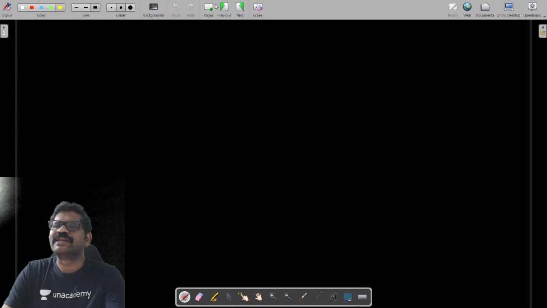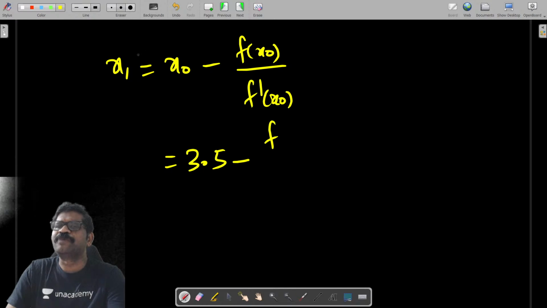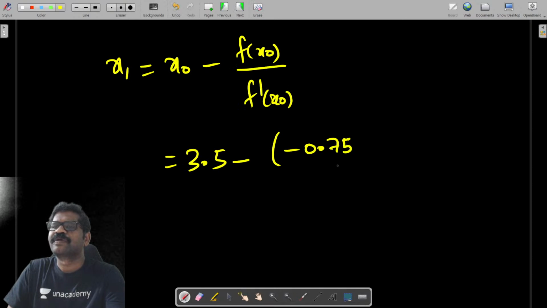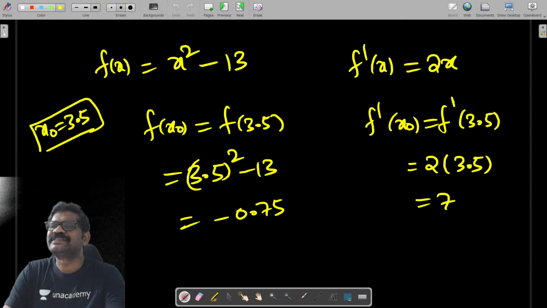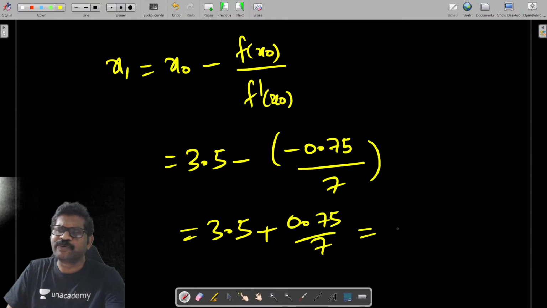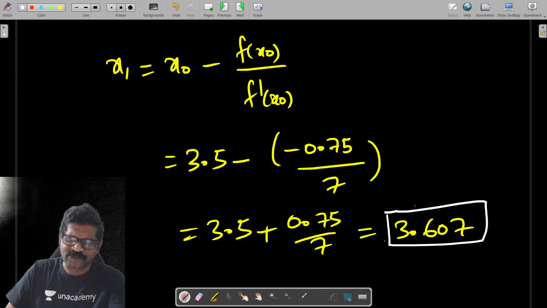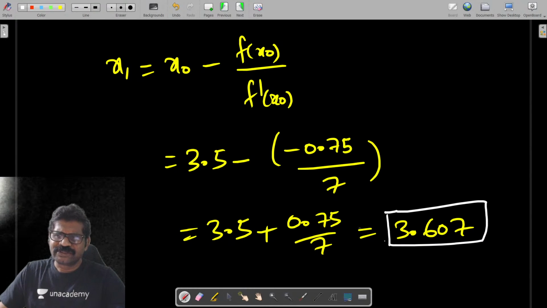Now x1 equal to x naught minus f of x naught by f dash x naught. x naught is 3.5. f of 3.5 is minus 0.75 by f dash x naught is 7 by 7. Simplifying this, 3.5 plus 0.75 by 7, that gives you 3.607. So first approximation is 3.607. This is numerical answer type question. 3.607.